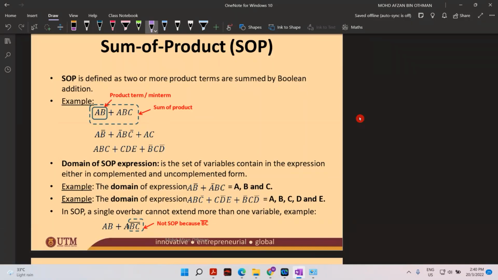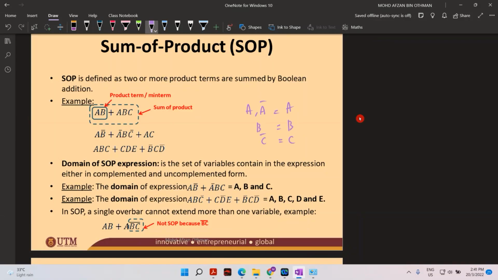Okay, now we're going to look at the domain of an SOP expression. Okay, so the domain of an SOP expression is the set of variables that are contained in the expression, either in complemented or uncomplemented form. Okay, it means that for example if you have A and A bar, the domain is A. If you only have B, the domain is B. C bar plus C bar, the domain is C. Okay, so this is what we call a domain.